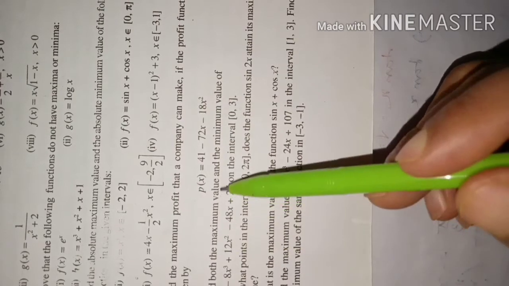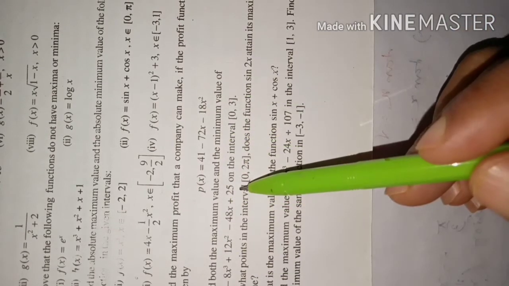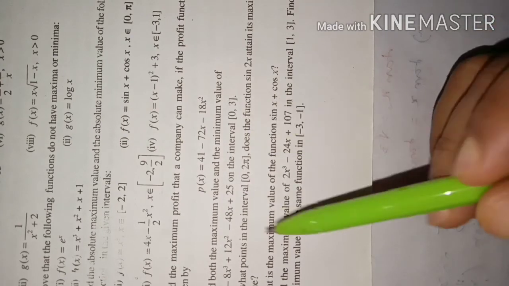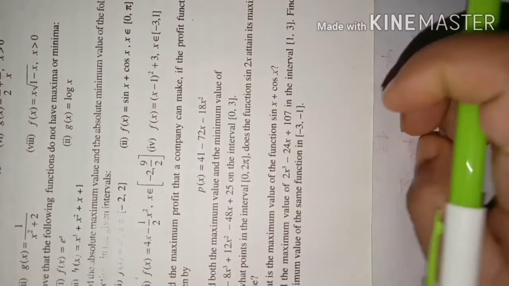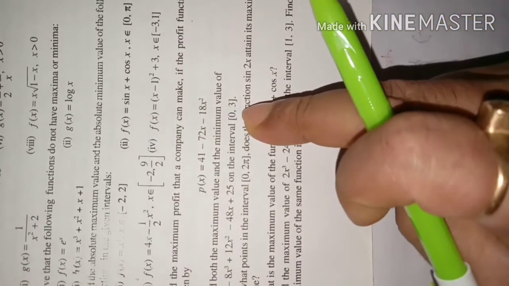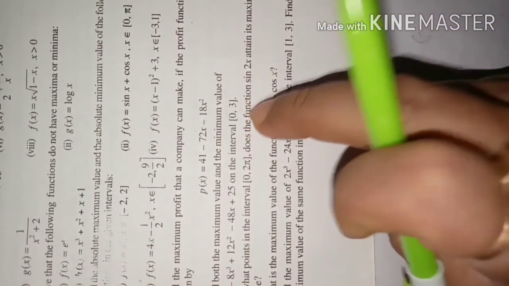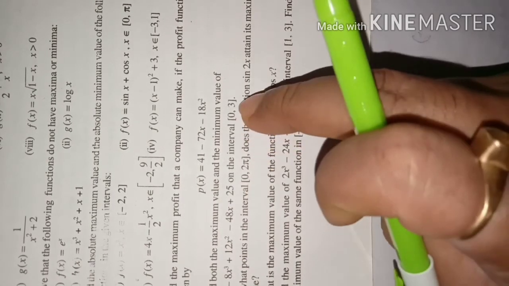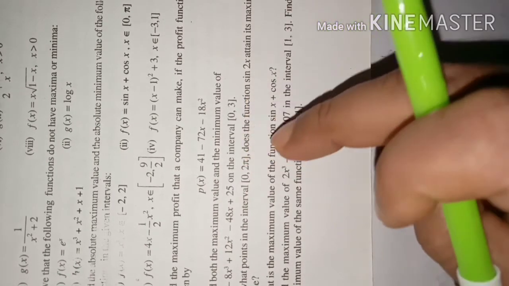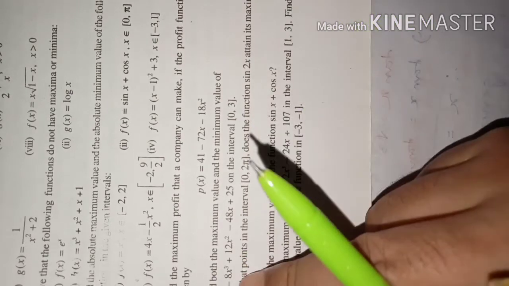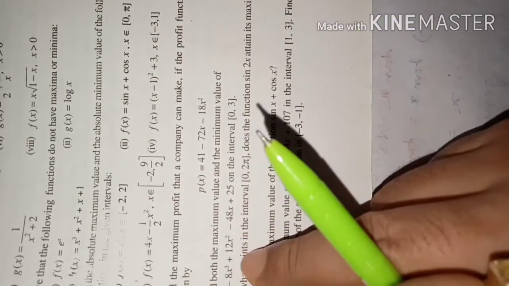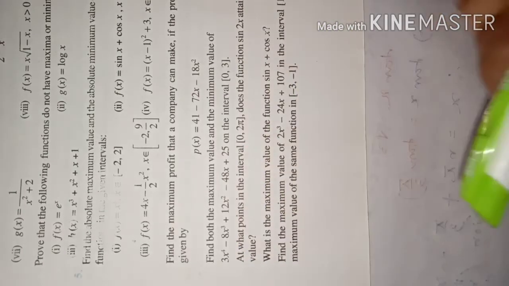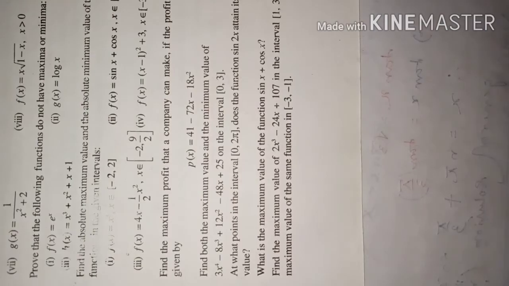Find both the maximum value and the minimum value of this function on the interval [0, 3]. So we are asked only for the maximum value and the minimum value in this closed interval. When a closed interval is given, you always have to check the value of the function at the endpoints and also at the critical points. So let us find the critical points of this function, 3x^4 minus this one.